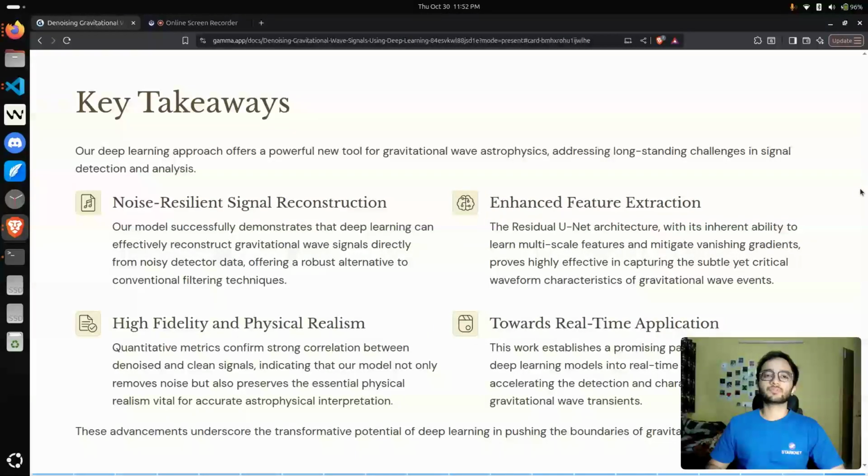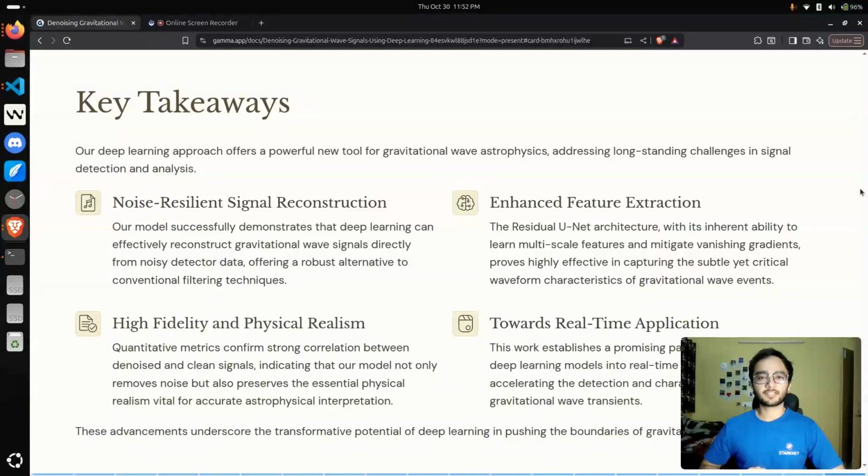The key takeaways from this are that the model successfully demonstrates that deep learning can effectively reconstruct gravitational signals from noisy detector data, which is a robust alternative to conventional filtering techniques. It showed enhanced feature extraction. The residual unit architecture was able to learn multi-scale features. The high fidelity and physical realism of the model should match what was actually expected from it.